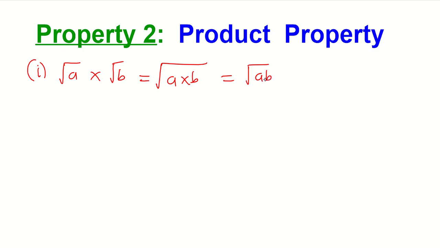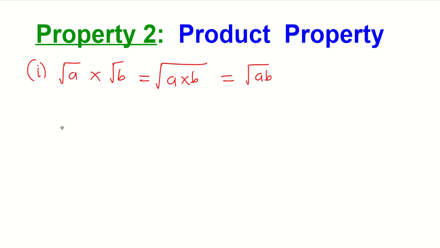The second property is what we call the product property. Under the product property, we have 4 types. So the first one is: if you have square root of a multiplied by square root of b. Since they are multiplying and they are different numbers, but they can be found in the same root sign, we can multiply the numbers. So it means we can multiply a and b under one root sign. That is a times b, and at the end, we are going to get square root of ab.